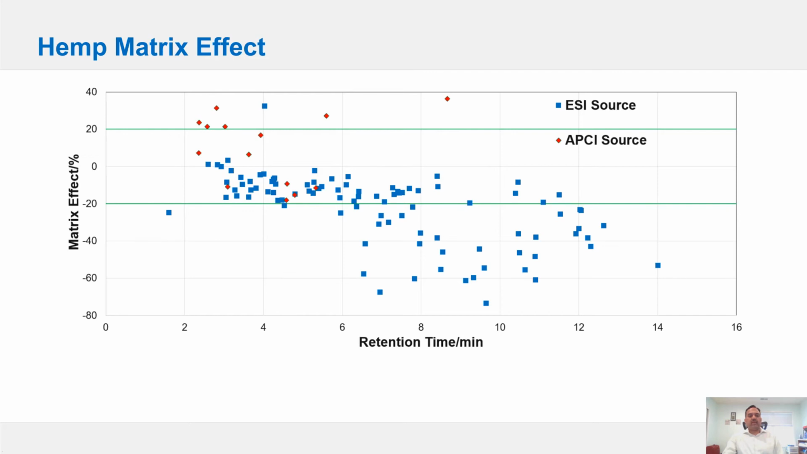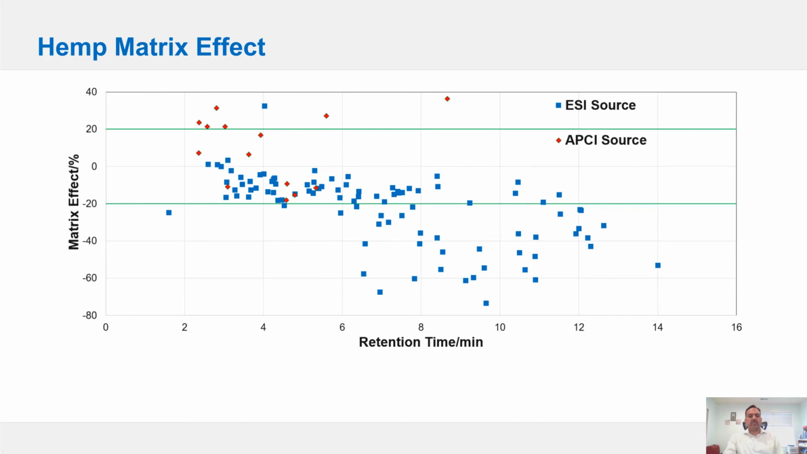So if your analyte experiences a matrix effect which is less than negative 20%, that means it's experiencing significant ion suppression effects or signal suppression effects. If your analyte shows a matrix effect which is greater than positive 20%, that means they are experiencing significant signal enhancement effects. So this slide shows the hemp matrix effects for different analytes measured with ESI and APCI ion source method as a function of retention time.